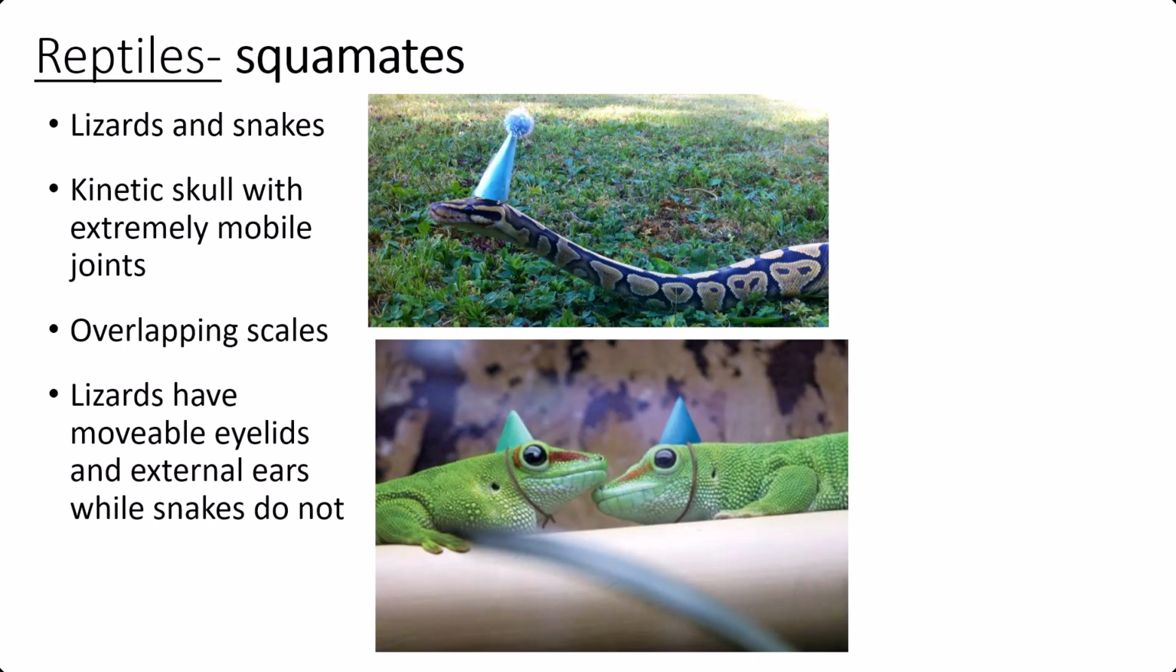This also includes the squamates, which are the lizards and snakes. With lizards and snakes, they have a very mobile skull with extremely mobile joints, and they have overlapping scales. And I'm not going to ask you to differentiate between lizards and snakes with their eyelids and external ear structures. But lizards have movable eyelids and external ears, and snakes do not.